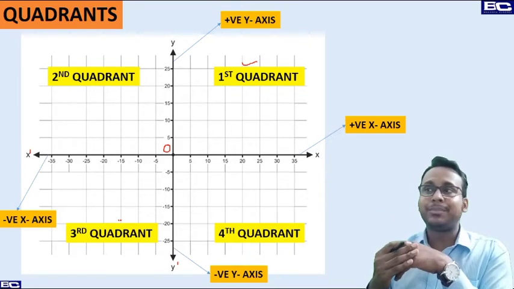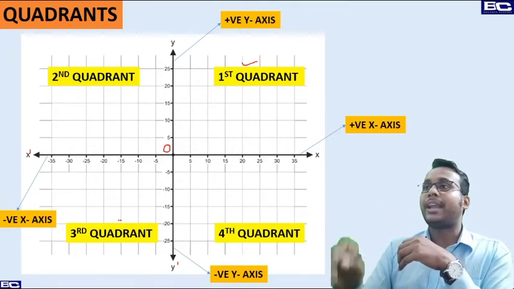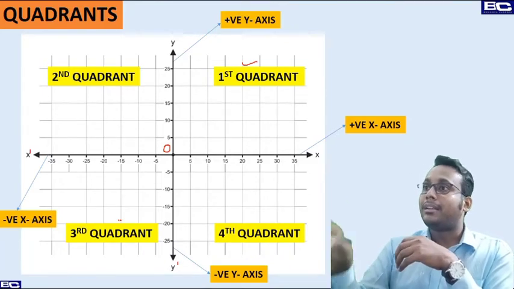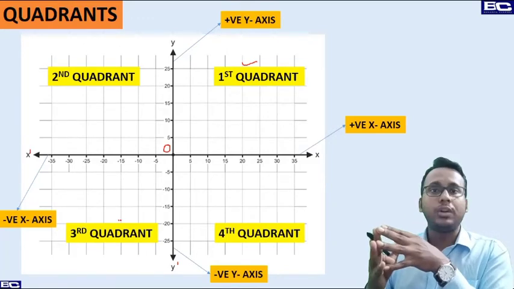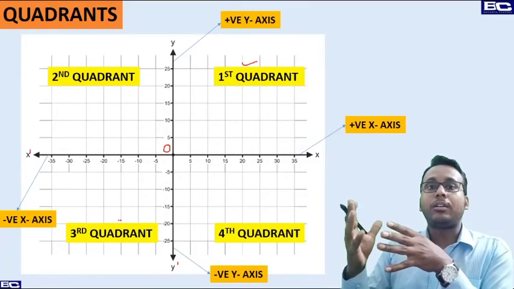What changes are there? The change is that the two number lines we have drawn on the plane divide the whole plane into four equal quadrants. Then only it is called a normal or coordinate plane.